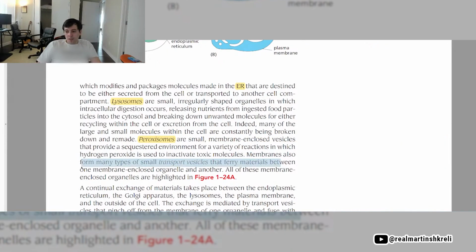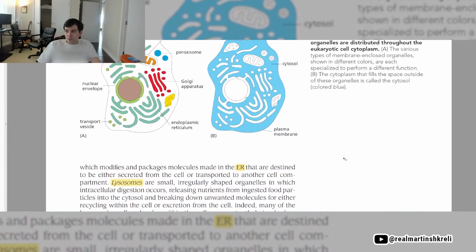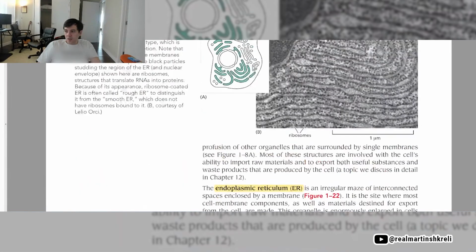Membranes also form many types of small transport vesicles that ferry materials between one membrane-enclosed organelle and another. All these membrane-enclosed organelles are highlighted here. So we're going to go through this in a second.